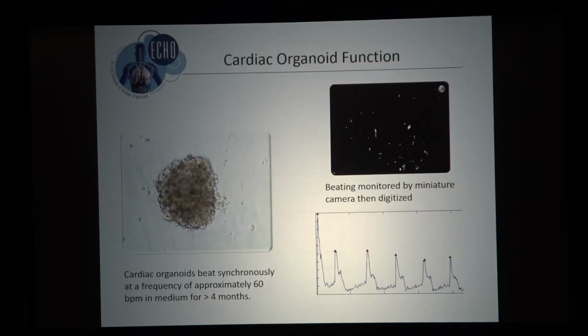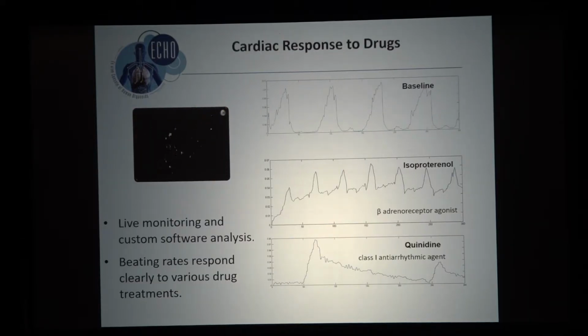There is a little picture on the left, which should start beating in a minute. What you're seeing, I hope, is a beating cardiac organoid, and what we did was take an iPhone camera underneath, and one of our grad students wrote a program which digitized the beating and produced the peaks that you see at the bottom right. I guess we're not going to see the organoid beating, but it's quite impressive. Again, we looked at the properties of these cardiac organoids. You can see the baseline beating, the beating after we added isoproterenol, and quinidine, which is an anti-arrhythmic drug.